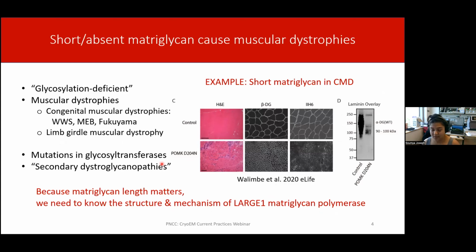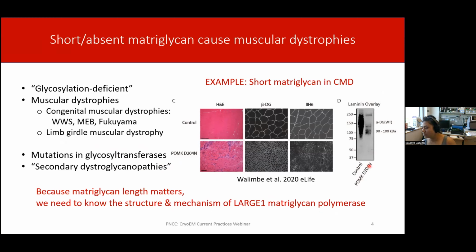So in the absence of matriglycan, or in some cases where the matriglycan is very short, we get something called glycosylation-deficient muscular dystrophies. And these can be very severe. They can be congenital muscular dystrophies, or they can be quite mild, depending on the mutation. And it can just be like limb-girdle muscular dystrophy, that's very late onset.